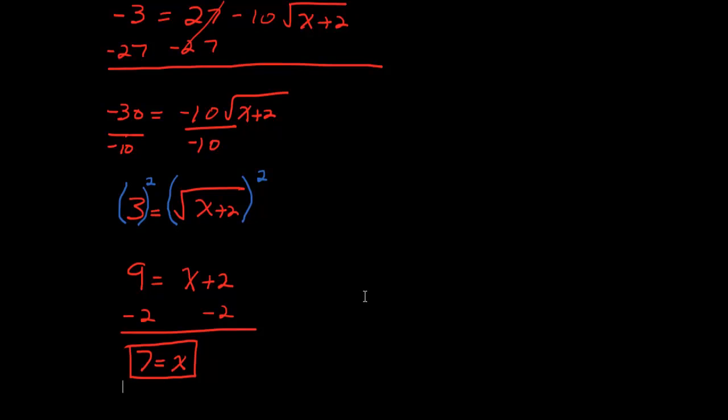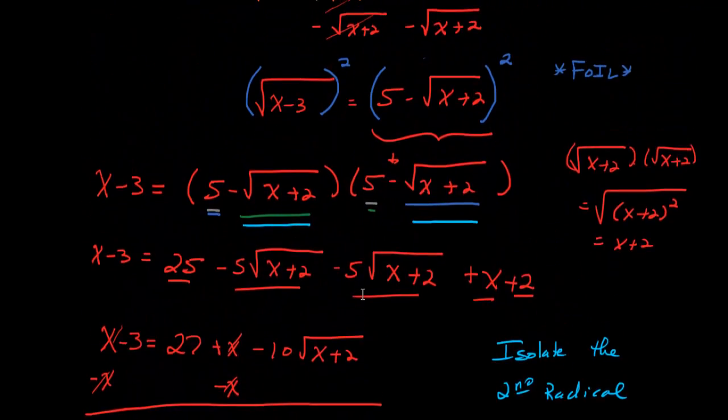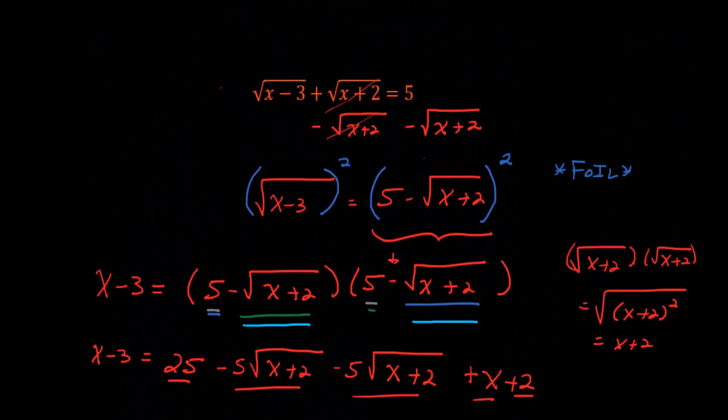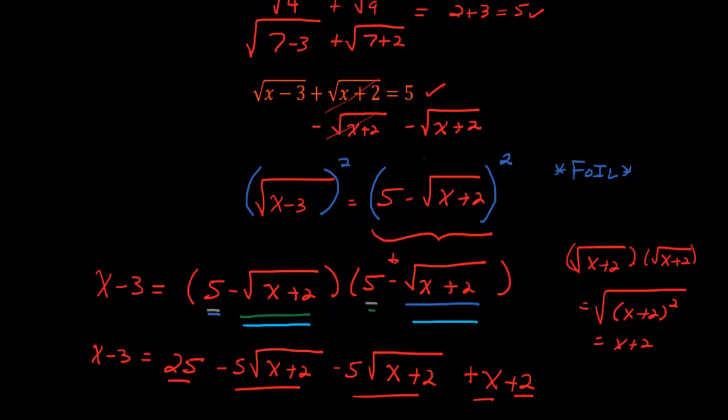But we always must check our work. So I'm going to go back up to the beginning of this problem, which was all the way up there, and we're going to plug in. So I'm going to have the square root of 7 minus 3 plus the square root of 7 plus 2. 7 minus 3 gives us 4, so I get square root of 4. 7 plus 2 gives us a value of 9, so I get square root of 4 plus square root of 9, which is equal to 2 plus 3, and that's a value of 5, and that's what we expected.